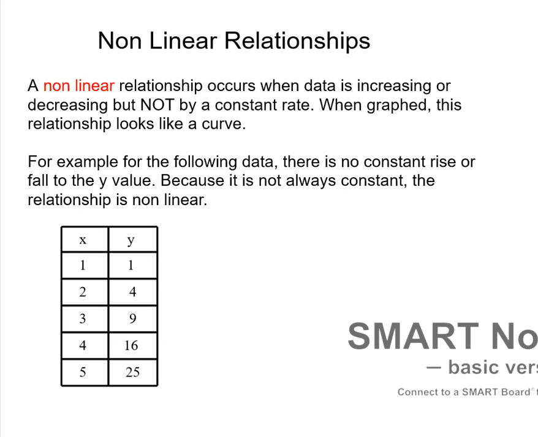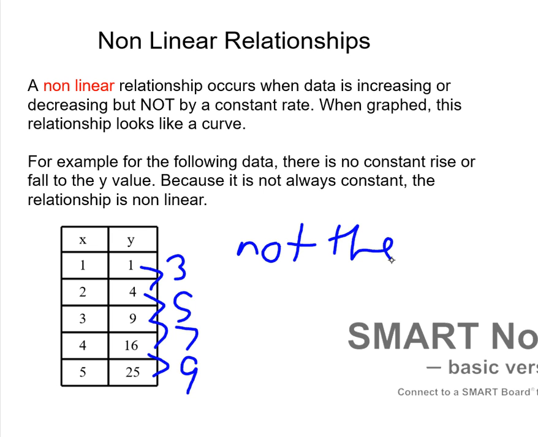So this is an example of a relationship where it's going up by 3, and then it's going up by 5, and then by 7, and then by 9. That's not the same. Therefore, it's non-linear. It's a pattern, a really interesting pattern, but it's not a line because we're not going up or down by the exact same thing. When I graph this, I would actually get a curve. This one is a special relationship called a quadratic. There is a pattern, there is a relationship. It's just not a linear relationship.